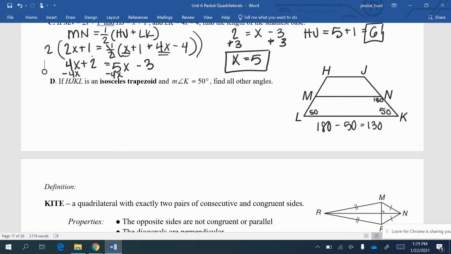My base angles are congruent, which makes this 130. Then we have a linear pair. So that would be 50, then 130, 50, and 130 there.